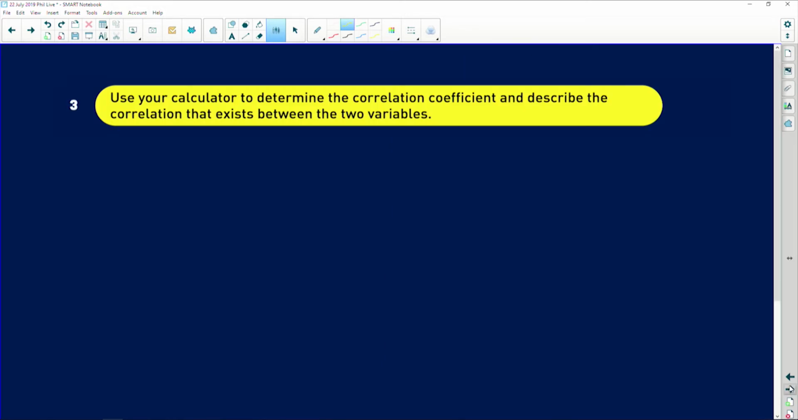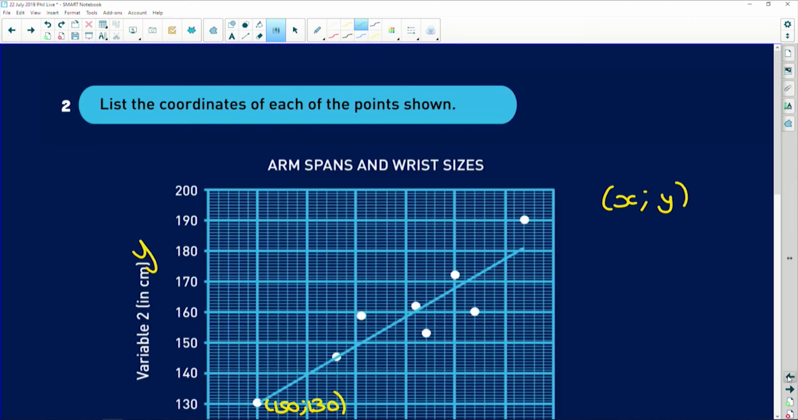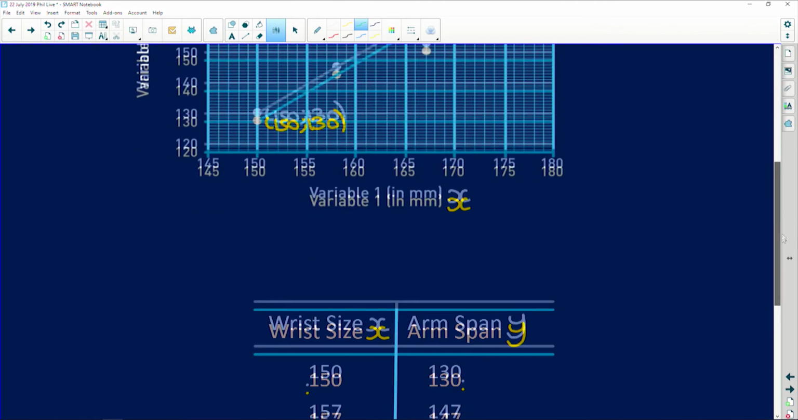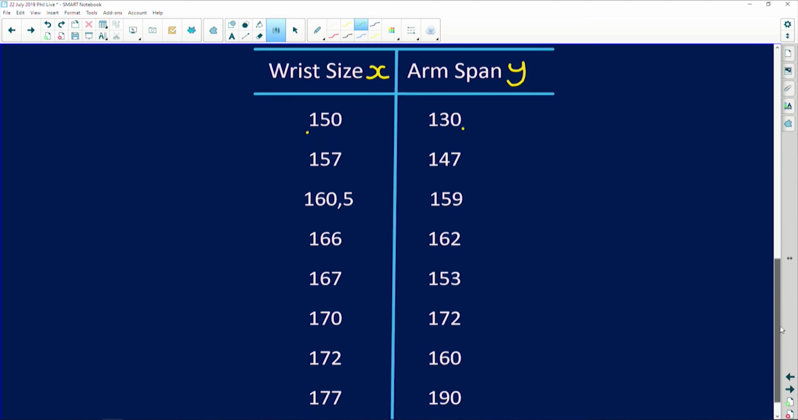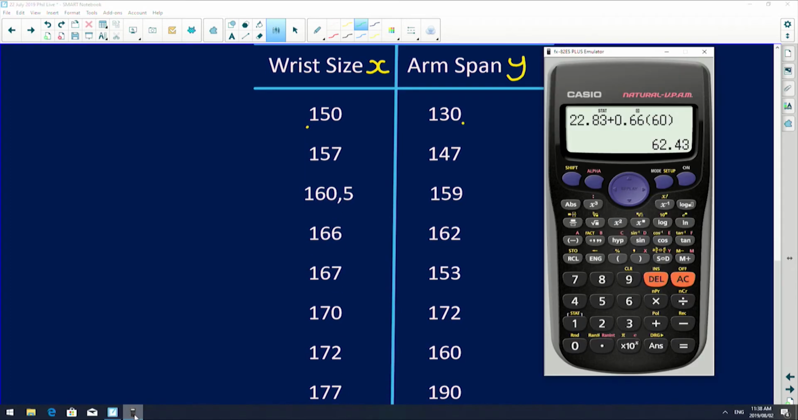Now, it says use your calculator to determine the correlation coefficient and describe the correlation that exists between the two variables. That's why I wanted to save time by drawing out this table, because now we have to put all of this data into our calculator. So remember, mode 2 for stats, and we have two variables, so it's a plus bx. Now we enter all the x values. So 150, equals.